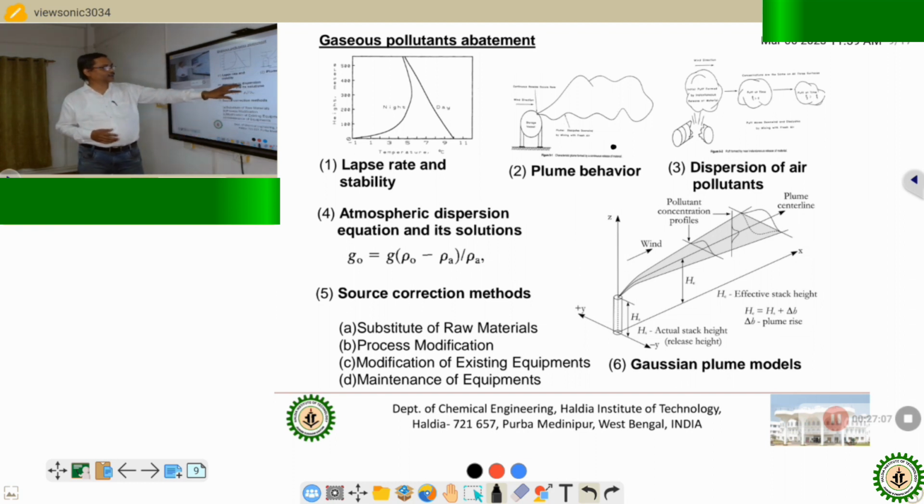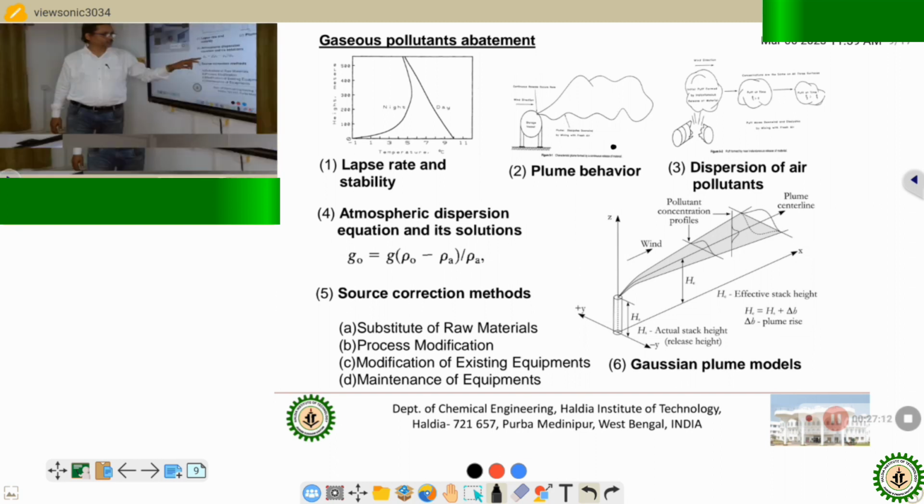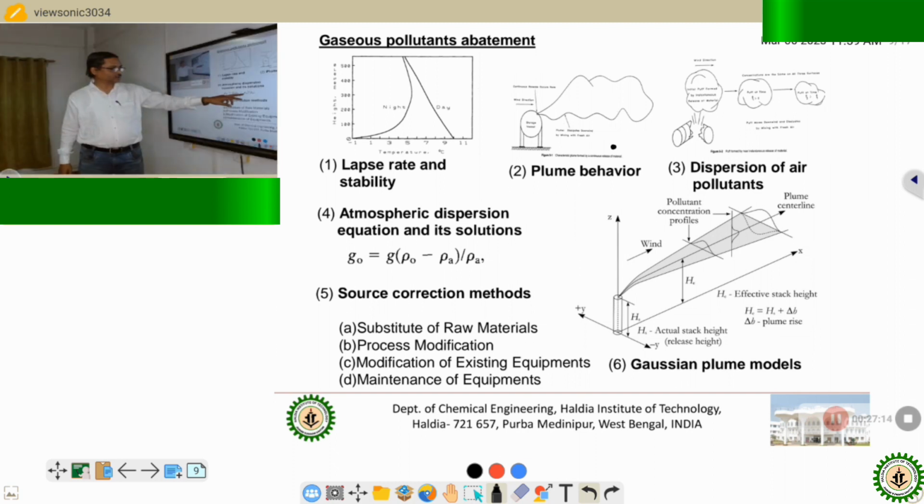Next one is the atmospheric dispersion and the equation of its solution. So there is G0 equals G into (rho 0 minus rho A) by rho A. Here rho A is the ambient air density. Rho 0 is the density of the flammable or toxic vapor at the initial stage, at the time of release. G is the gravitational acceleration, and this is the buoyancy factor. So G0 is important, depending on the gas density. If G0 is more, then it is more dangerous.